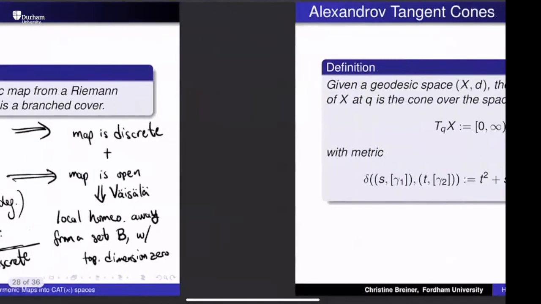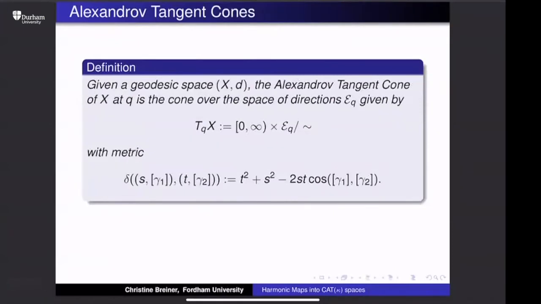So what are these Alexandrov tangent maps? The nice thing about Alexandrov tangent maps is they all map into the same space. So I'm going to tell you the space they map into, and then I'll tell you what we show about them. If we're given just a geodesic space, we can define the Alexandrov tangent cone as the cone over the space of directions. This script E sub q is just the space of directions at a point Q. So we take the cone over the space of directions, and this is what we call our Alexandrov tangent cone.